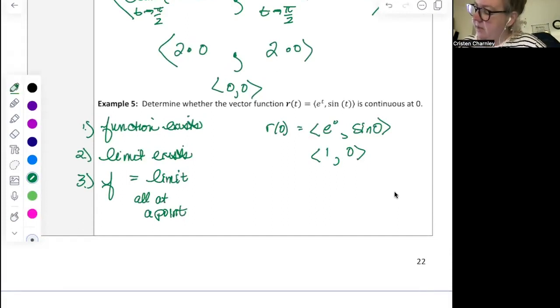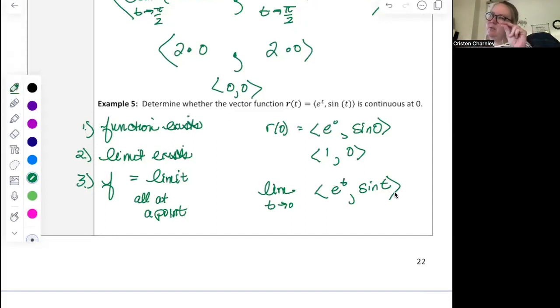Number 2, the limit exists. So we want the limit as t approaches 0 of e to the t, sine of t. And we know that the limit and the actual value of the function don't always have to match. A lot of times they do, but they don't have to. So same idea here, put 0 in place of the t. So we have e to the 0, which is 1, and sine of 0, which is 0. Okay, so we have a limit. We're good to go there.